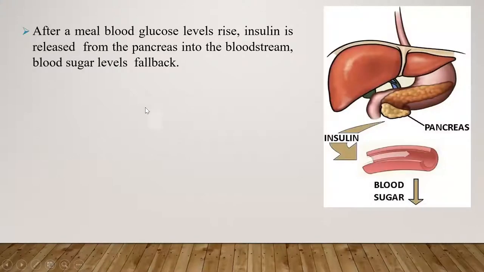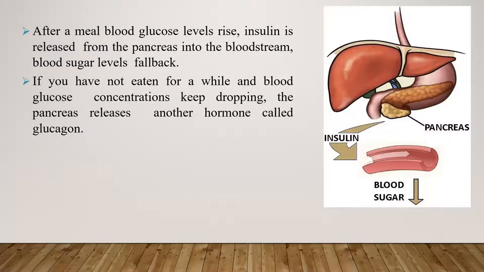And that time they try to maintain the concentration in the bloodstream. Okay. After a meal, blood glucose level rises. Insulin is released from the pancreas into the bloodstream. Blood sugar levels fall back. Now see here what happens. Whenever we are having a meal, the glucose will come into our body, means our glucose level rises. So at the same time, insulin will be secreted from the pancreas into the bloodstream, and blood sugar levels fall back.